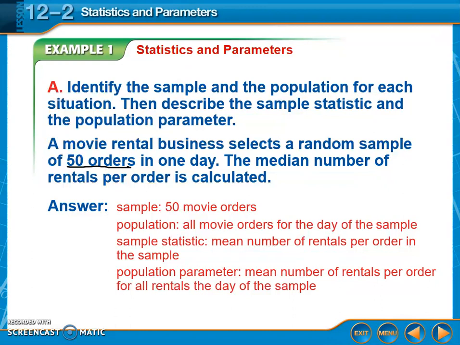Okay, so there's the sample, and the population is all the movie orders for one day. The sample statistic is the median number of rentals per order in the sample, and for the population, it's the median number of rentals per order for all rentals of the day.